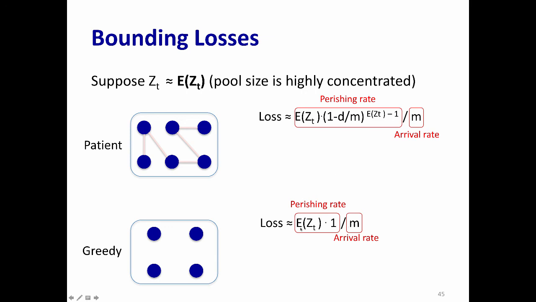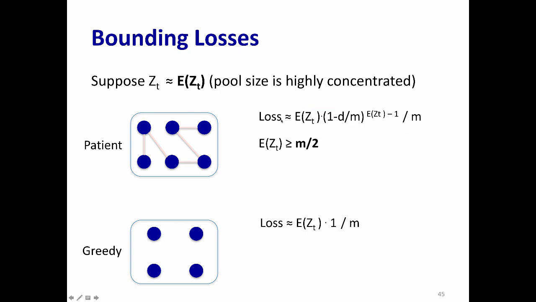Now, if you look, this expression here is an increasing function of the pool size. So ideally, the greedy algorithm would like to decrease the pool size as much as possible. On the other hand, this term here on the loss of the patient algorithm is a decreasing function of the pool size. So ideally, the patient algorithm would like to increase the pool size as much as possible. Now, the next step is to prove the following, that the pool size under the patient algorithm is at least m over 2.